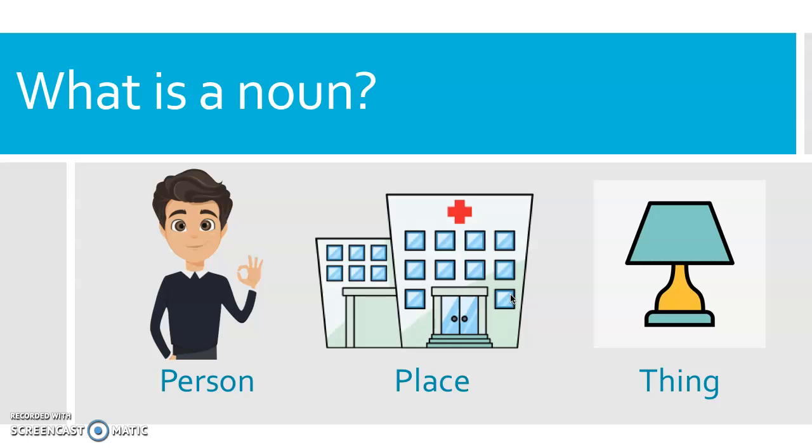So what is a noun? A noun is basically a person, a place, or a thing. A person can be anything from your mom, your dad, your sister. A place can be anywhere you go. So here it's the hospital, school, and then a thing is basically any object that's around you.